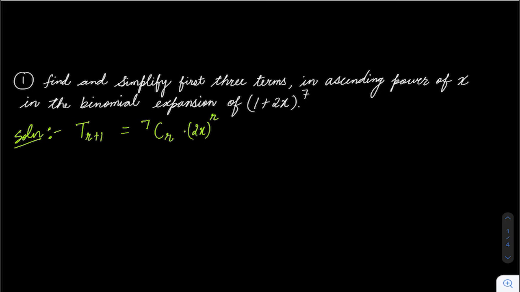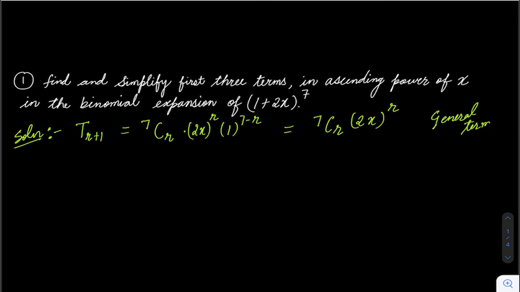And the first term, 1 power n minus r, that is 1 power 7 minus r, and we know 1 power 7 minus r will always be 1. So I'm simplifying this a little bit, and I will get 7Cr (2x) power r. Now this is my general term.